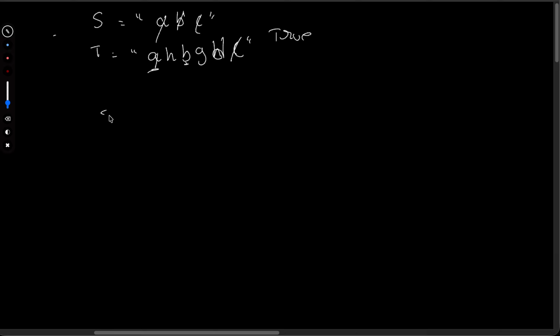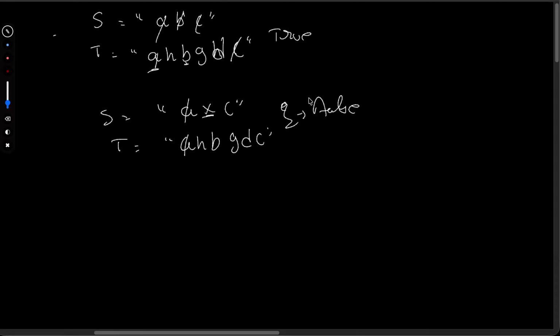If s is like a x c and t is like a h b g d c, then x is not found, so it's false. For a different edge case, if s is an empty string and t is a b c, an empty string is always a subsequence, so it is true.